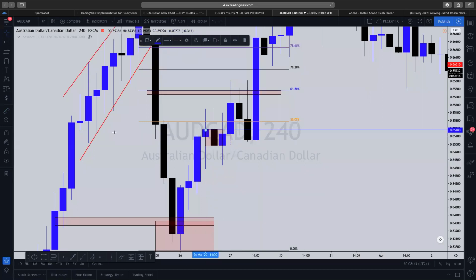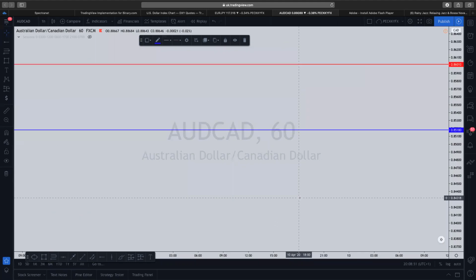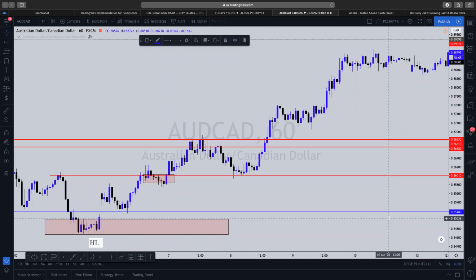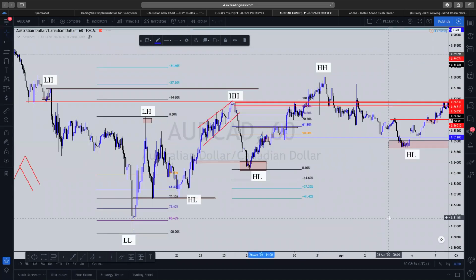Now let's go back to our 1 hour. We want to see something on the 1 hour. Okay. Now this is our blue line. We've gotten the direction of the market. Now let's get to where this market wants to reverse.